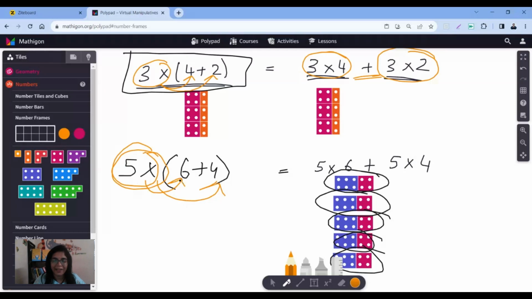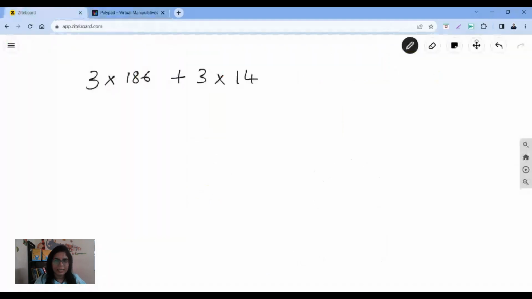So we can write like this also. This is the same thing, right? 6 plus 4, 6 plus 4, 6 plus 4, 5 times we have got that. Okay. Now, how is this property making our life easy? Let's take an example like we have this 3 times 186, and 3 times 14.